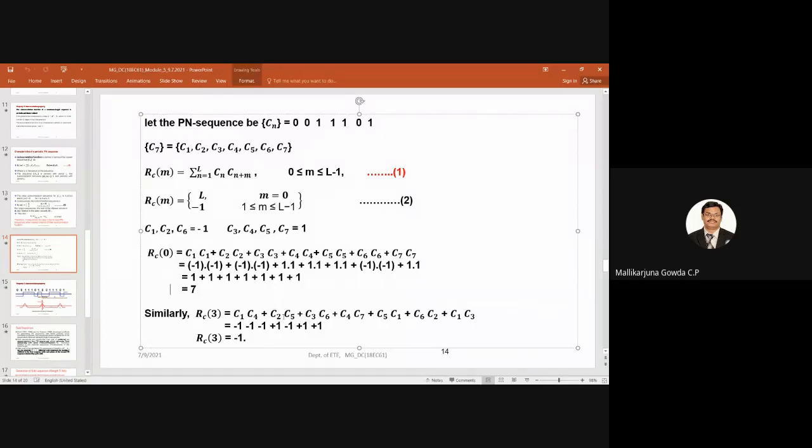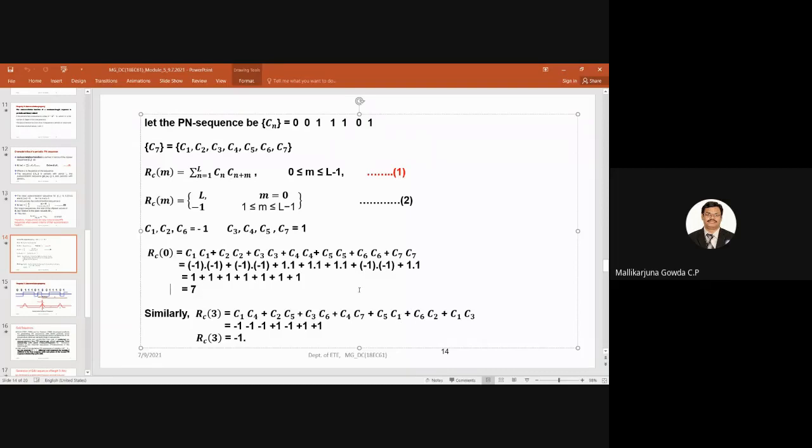So C2, C5 I have written. Next is when n is 3, it is C3, so 3 plus 3 is 6. So C3, C6. So next product is what? When n is 4, C4, so 4 plus 3 is 7. So C4 into C7.